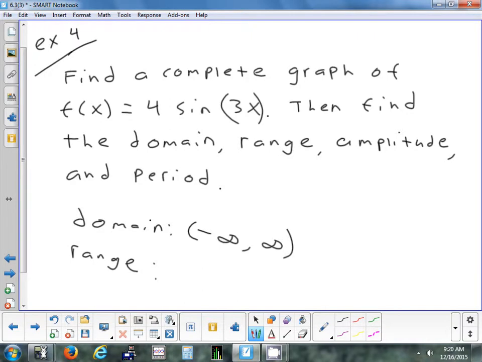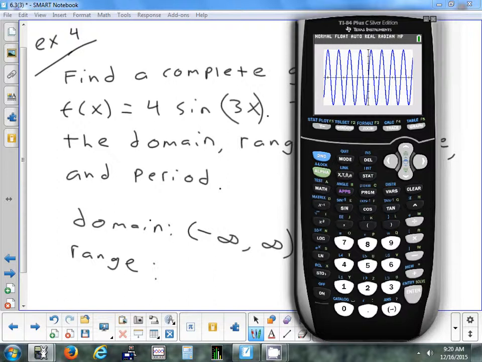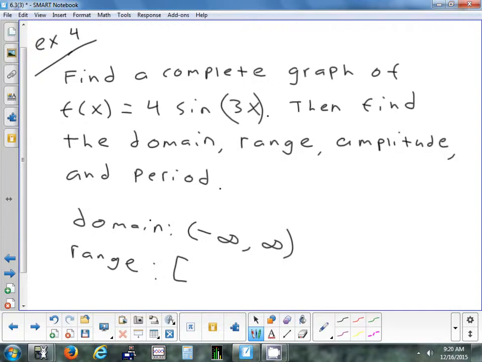Okay, my range. Well, we can either look at the graph or just look at the equation. Think of what your range would be normally for sine, but then you're doing that 4 to it. So what's my range going to be here? -4 to 4. Okay, normally it would be -1 to 1, but you're quadrupling it. So instead of -1 to 1, you can see on the graph, it's -4 to +4. Okay, any questions on the range?